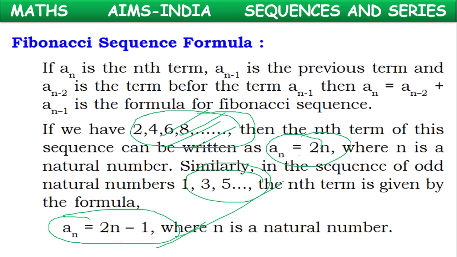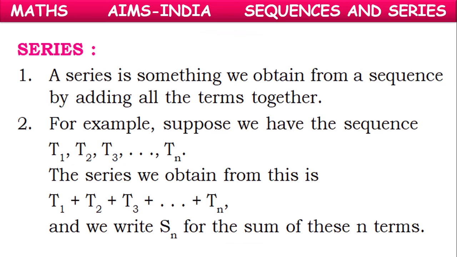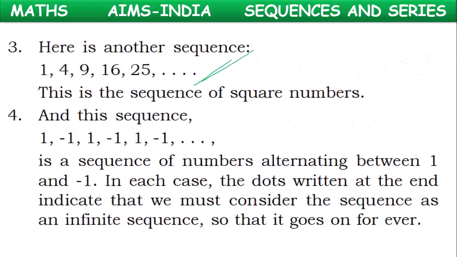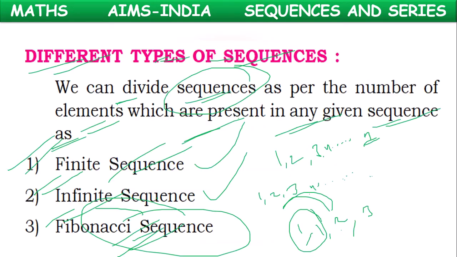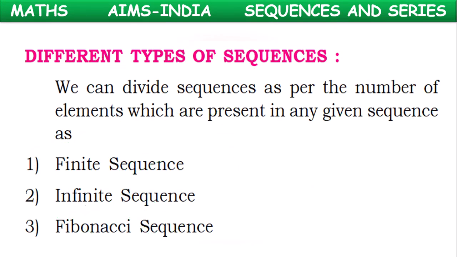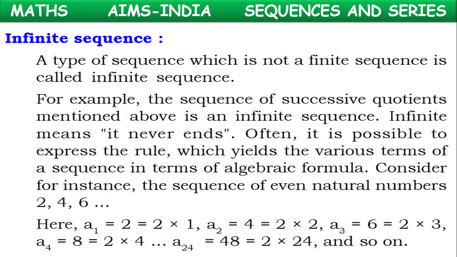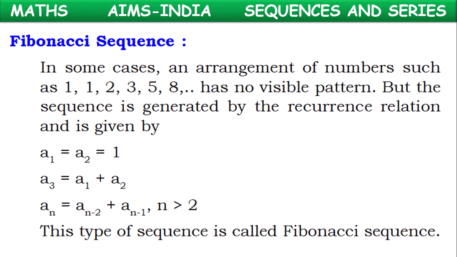So this is about sequences, children. About series we can learn in our next video. So what we have learned, children, about sequence. In sequence we have some types: finite, infinite, Fibonacci. Finite means number of elements we can count, and number of elements is called length of the finite sequence. Infinite means number of elements we cannot count. We can establish a relationship or algebraic formula between the terms. With the help of that formula, we can find any term in the sequence.